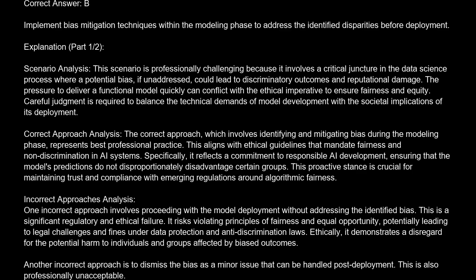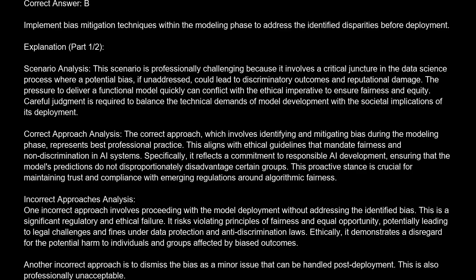Correct approach analysis. The correct approach, which involves identifying and mitigating bias during the modeling phase, represents best professional practice. This aligns with ethical guidelines that mandate fairness and non-discrimination in AI systems. Specifically, it reflects a commitment to responsible AI development, ensuring that the model's predictions do not disproportionately disadvantage certain groups. This proactive stance is crucial for maintaining trust and compliance with emerging regulations around algorithmic fairness.